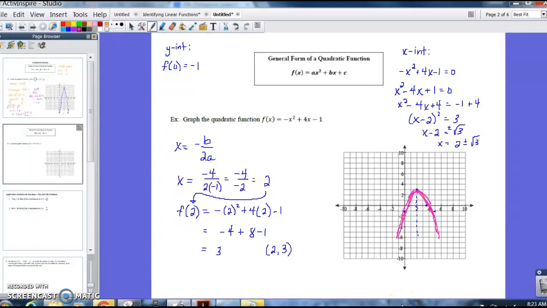So again, with either form, you're going to first find the vertex, and then you're going to find your x-intercepts and your y-intercepts. Okay, I'm going to stop this video here. In the next video, I'm going to go through the application problems.